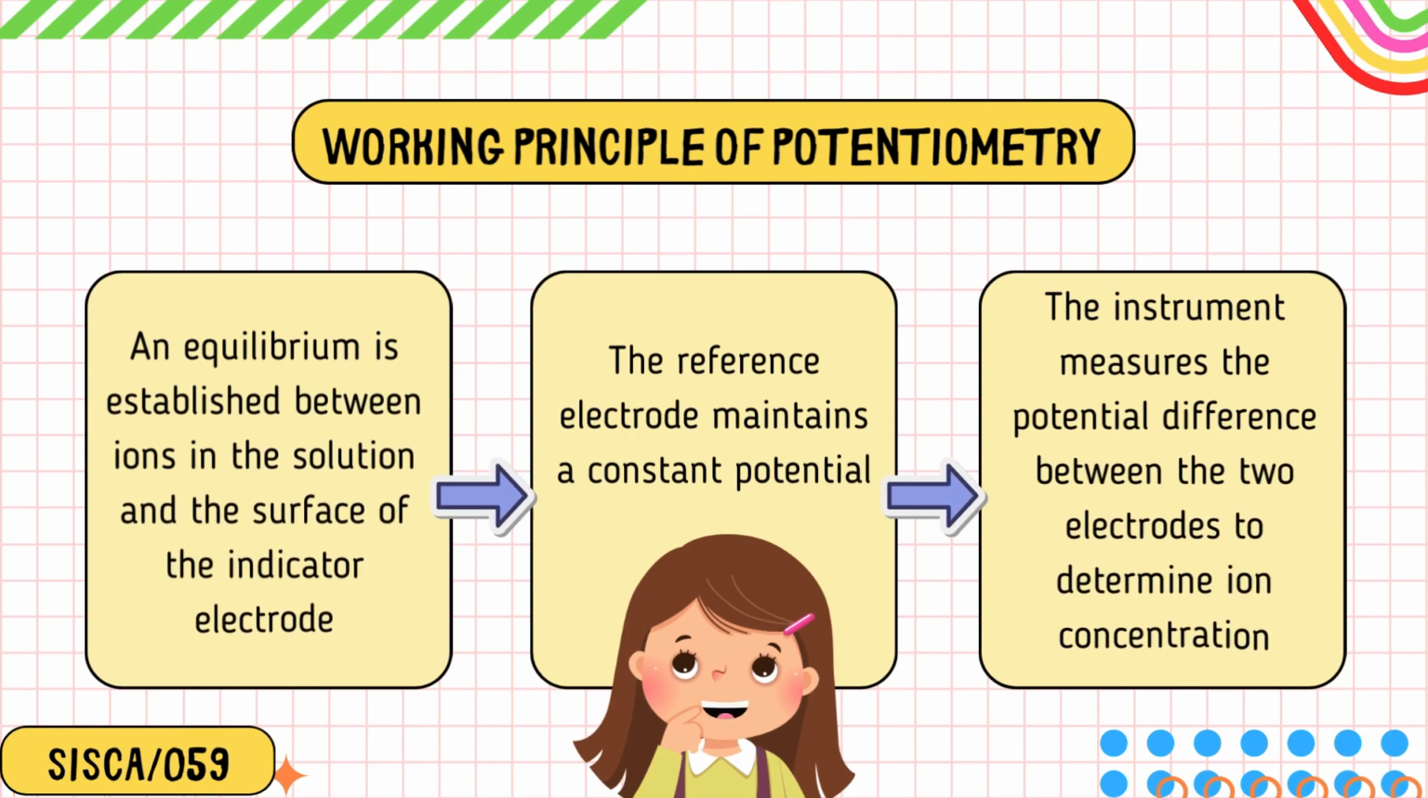The working principle of potentiometry is based on the Nernst equation, which explains the relationship between electrode potential and ion concentration. When the indicator electrode is placed in the analyzed solution, it develops a potential that reflects the concentration of the target ion, while the reference electrode maintains a stable, constant potential. The potential difference between these two electrodes is measured and used to quantitatively determine the ion concentration in the solution.